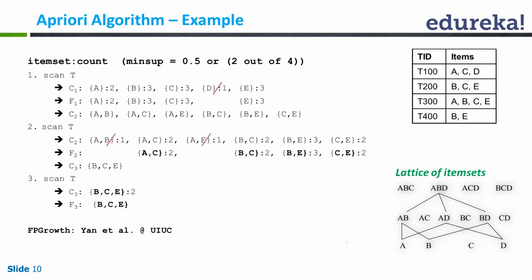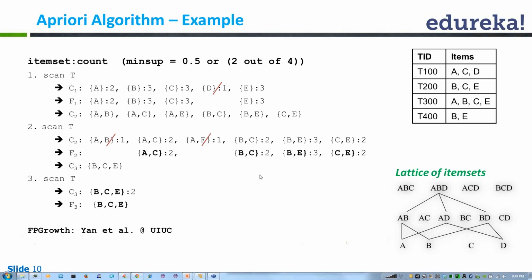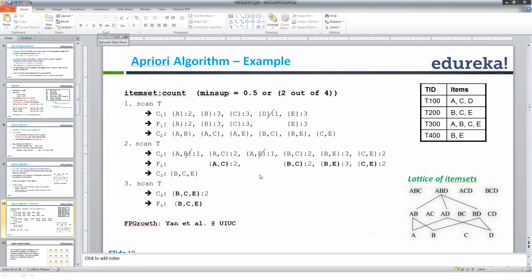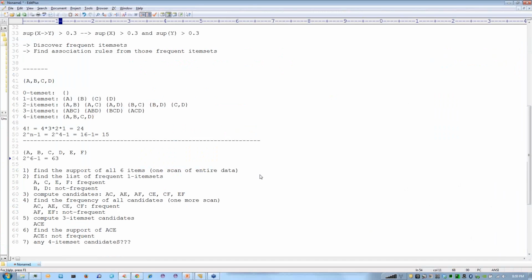Any questions on the algorithm? As I said, the algorithm is very simple, right? Once you understand the concepts of support and confidence, the algorithm is fairly straightforward, at least this one. So, in our example, how many scans of the data did we do overall?